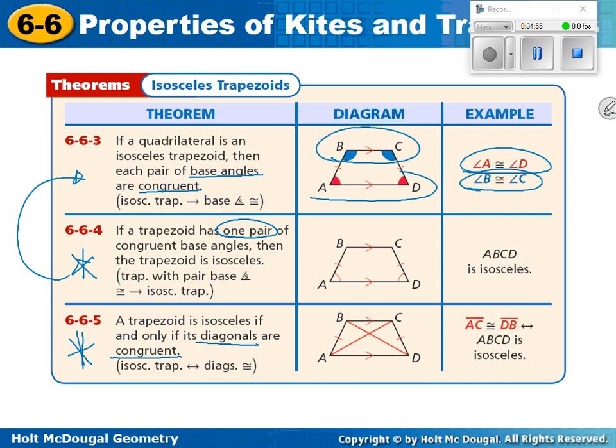Okay? So always, sometimes, never. A square is always, sometimes, never a parallelogram. Always. A rhombus is always, sometimes, never a square. Sometimes. Okay, so those are how you can kind of use that.